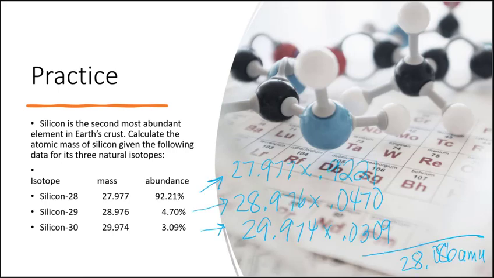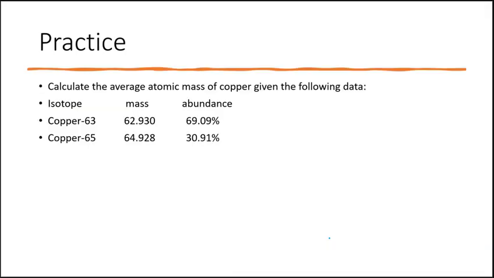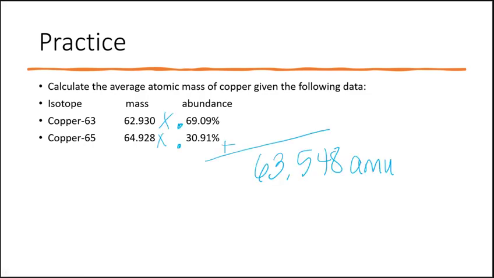All right. Be careful when you are converting these percents into decimals. A lot of people just want to make this 0.47, but that would be 47%, not 4%. So be careful. Make sure that you have that 0 in front. And did you get the same answer I did? 28.086 AMU for silicon? Hopefully you did. All right, let's do another one here for copper. We have copper 63 and copper 65. Why don't you pause the video and see if you get the same answer I do. And I got 63.548 AMU for my average.